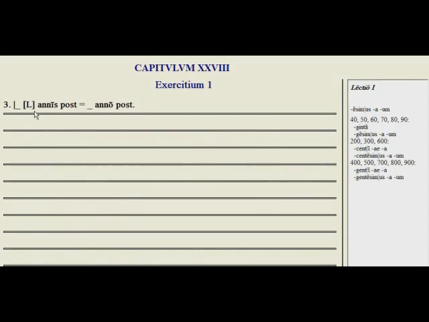Here we have 50 years later, quinquaginta annis post, and here we want in the 50th year after, quinquagesimo anno. Okay, let's go on to exercise 2.